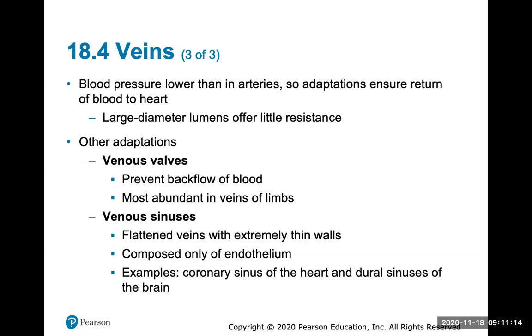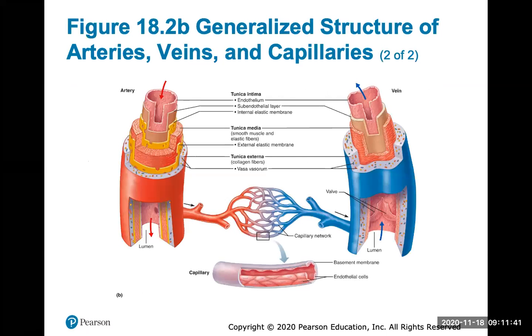Veins have much lower blood pressure than your arteries, so adaptations will ensure return of blood to the heart. Large diameter lumens offer little resistance. There's other adaptations. You have valves in your veins that prevent backflow. They're most abundant in the veins of your limbs and your legs to keep blood flowing back up to the heart. And venous sinuses are flattened veins with extremely thin walls that are composed only of endothelium.